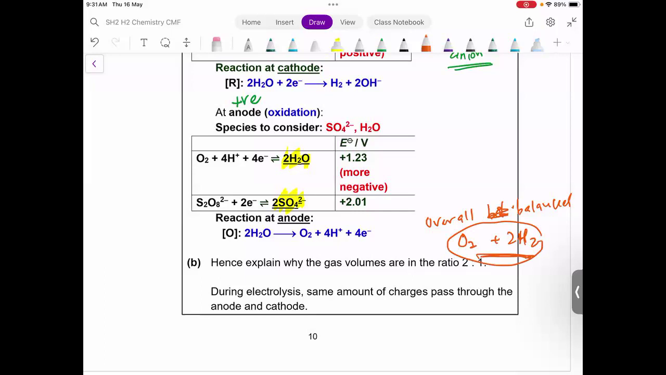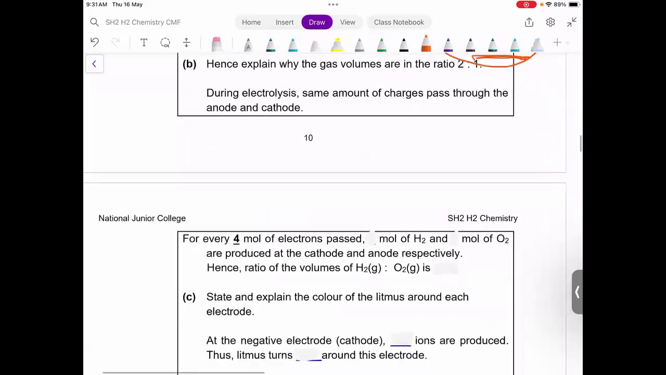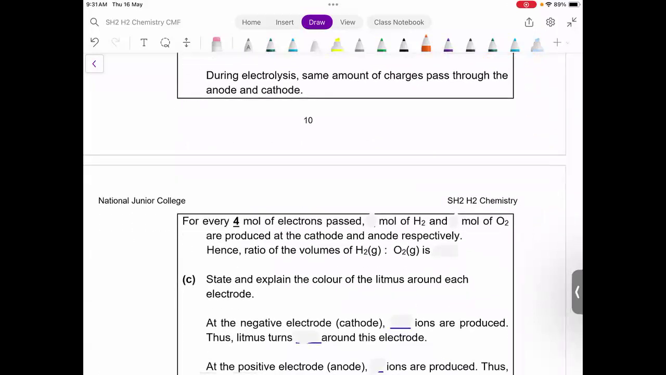balance equation. Or alternatively, you can say that for the same 4 moles of electrons transferred, there will be 2 moles of hydrogen gas and 1 mole of oxygen gas formed. Also can. Right? So there are two methods. What we have suggested here is the second method. For every 4 moles of electrons passed, I see that there is 2 moles of hydrogen and 1 mole of oxygen produced. Therefore, the ratio is as such.